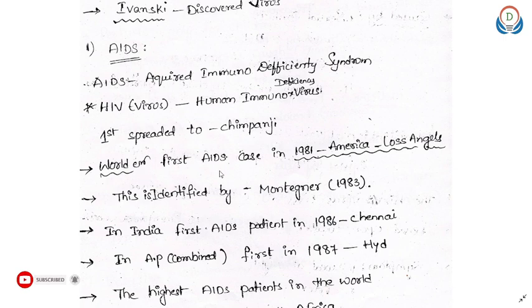In the world, the first AIDS case was in the year 1981 in America, in Los Angeles.